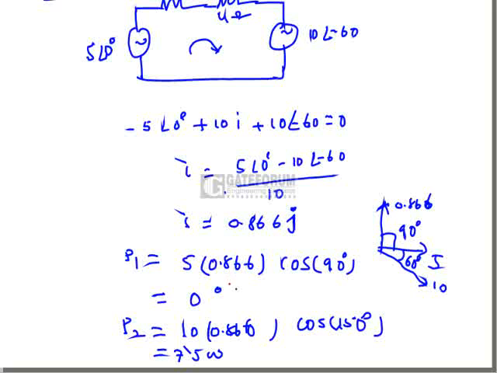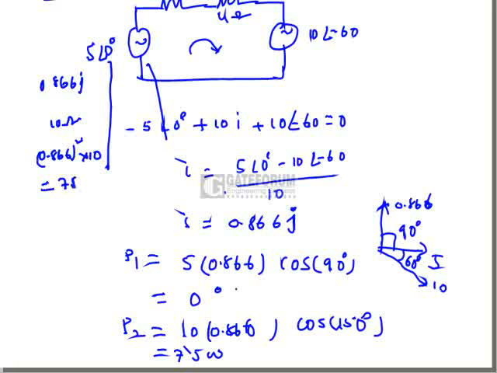Now the total power generation is nothing but the total power consumption. If you have a doubt, you can solve like this. The total current is 0.866 J. This is the total current. Now what is the total resistance? The total resistance is 10 ohms. Now 0.866 whole square, this is the current square, multiplied by 10 ohms is the total power loss. If we solve for this, we will get 7.5 watts.